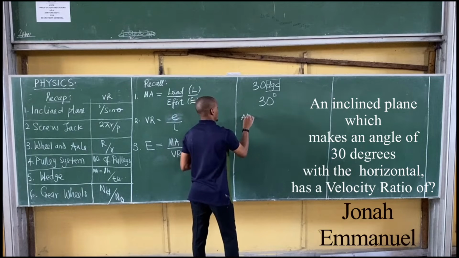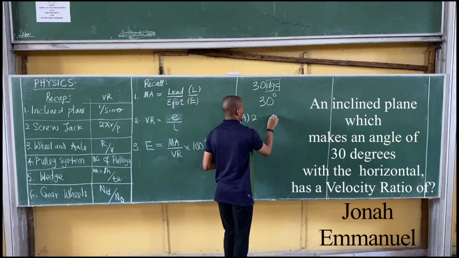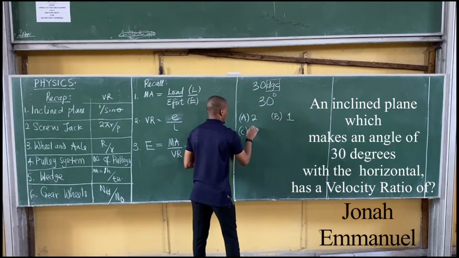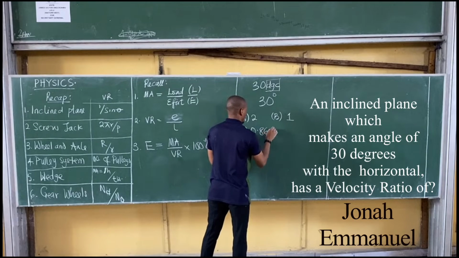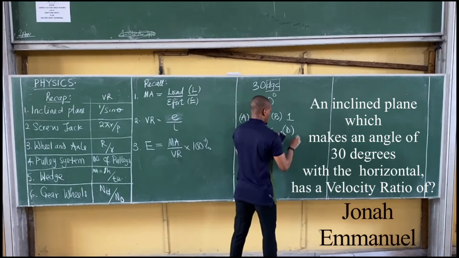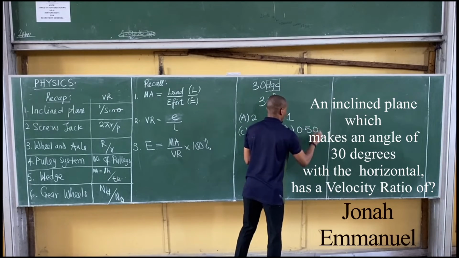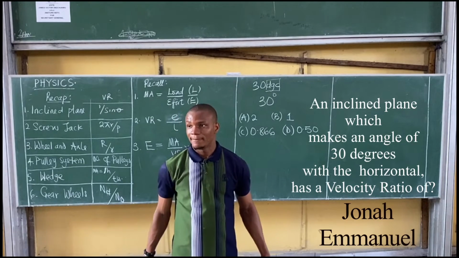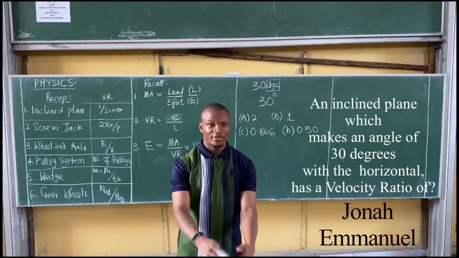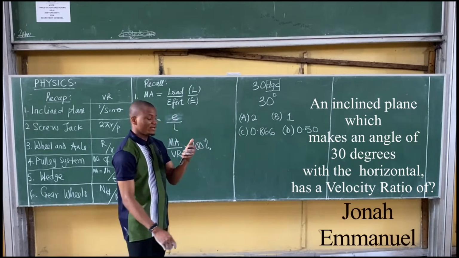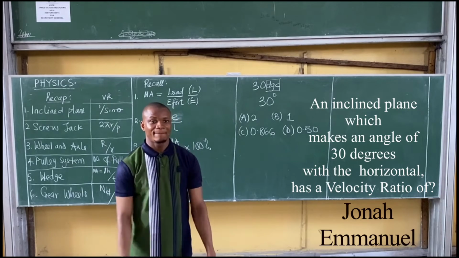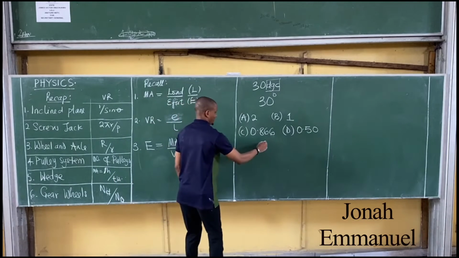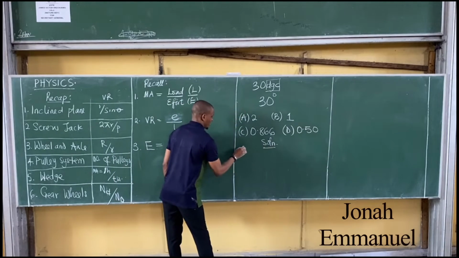Of A says 2, B says 1, C says 0.866, D says 0.50. Which of them is the correct answer? Please tell me. What's the correct answer? For an inclined plane, they ask for velocity ratio. What's the answer? 2. Really? Okay. Solution. What am I given?